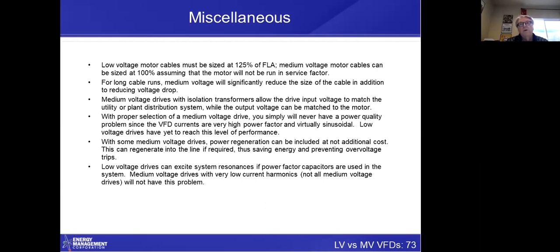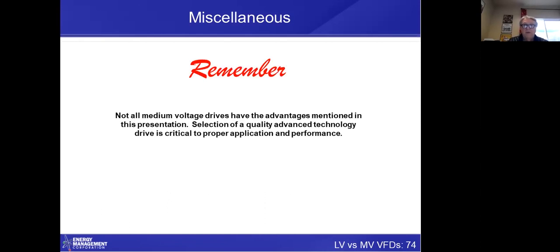And finally, of course, reliability is a huge deal. Medium voltage drives are vastly more reliable than low voltage drives if you get the right drive. It has to be a real heavy duty systems drive, but that doesn't come at a cost premium. They have excellent drives that provide all of that.